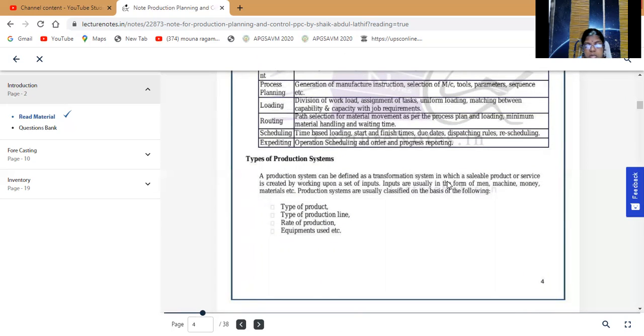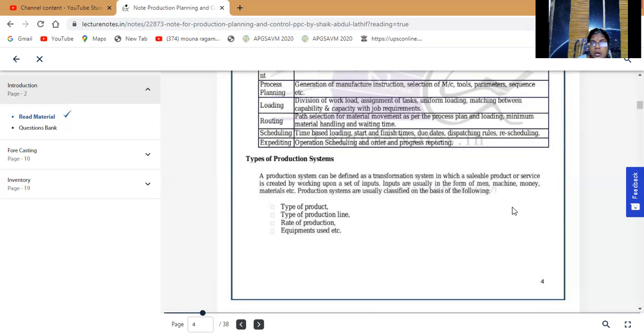In types of production system, this topic is very important. A production system can be defined as a transformation system in which a saleable product or service is created by working upon a set of inputs. Inputs are usually in the form of men, machine, money, material. Those are all the inputs for the production system. And finally we get the finished product as the output.